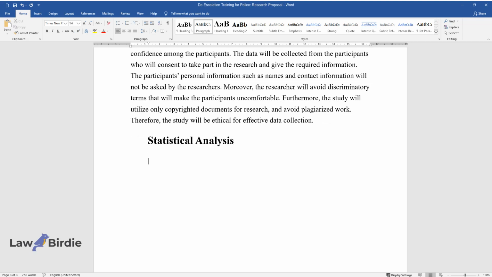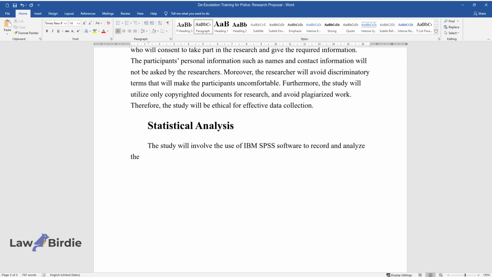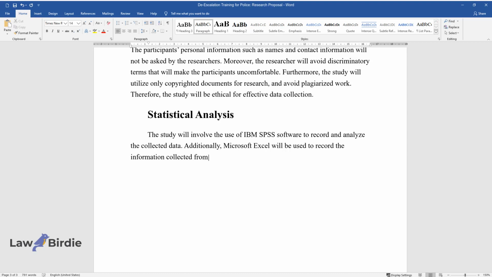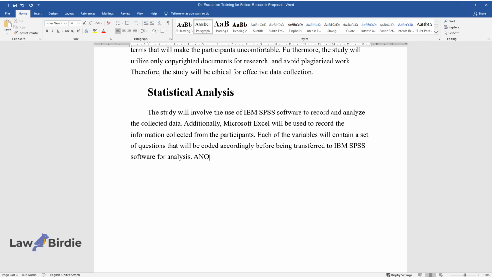Statistical analysis. The study will involve the use of IBM SPSS software to record and analyze the collected data. Additionally, Microsoft Excel will be used to record the information collected from the participants. Each of the variables will contain a set of questions that will be coded accordingly before being transferred to IBM SPSS software for analysis. ANOVA will be used to determine the degree of freedom.